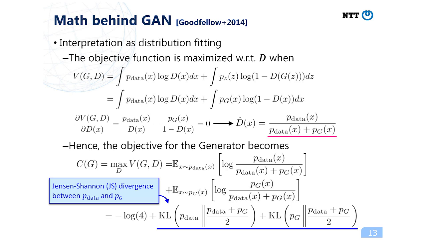So the nice thing about this concept is that there's a reasonable explanation of why this can learn a generator that generates realistic data. The objective function is maximized with respect to the discriminator when D is given by this expression. And actually, this can be obtained easily by differentiating the objective function with respect to D and setting the result to zero. And by substituting this result into the objective function, the objective function will come out like this. And this gives you the objective function for the generator only. So as you can see, the objective function turns out to be the Jensen-Shannon divergence between the true data distribution and the distribution of the samples generated by the generator.